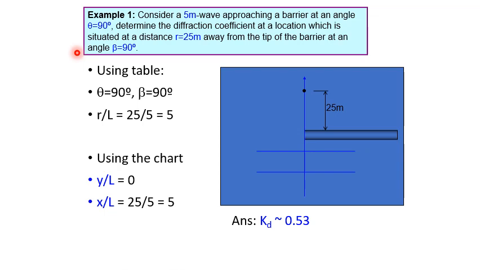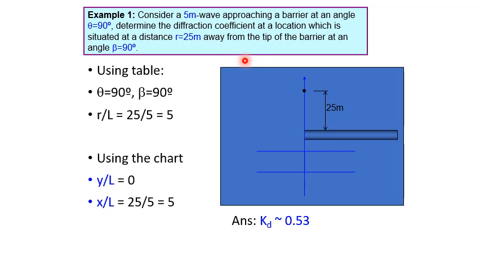Alright, so if theta is 90 degrees and beta is 90 degrees, if you check the table, they are available from the table. And if r is 25 meters, whereas wavelength L is 5 meters, so r over L equals 5. So if you go to the table just now for theta equals 90, beta equals 90, and r over L equals 5, you should be able to find that the wave diffraction Kd equals 0.5.